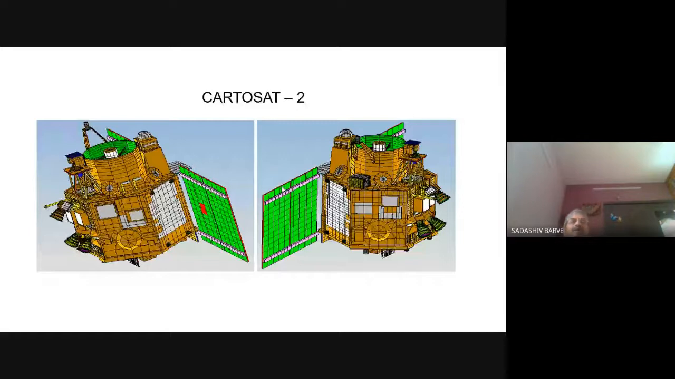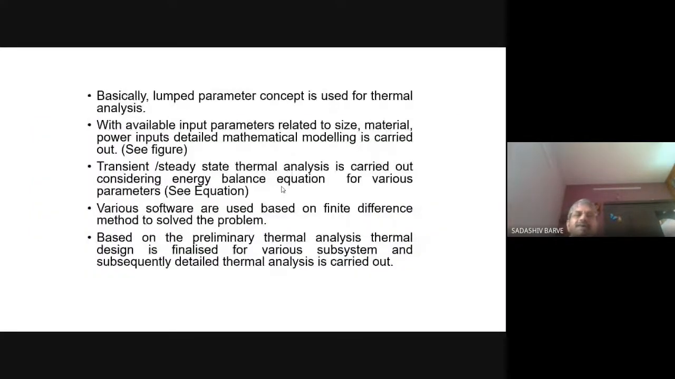Now, the lumped parameter concept I told you about earlier means a given element is taken with its mass m into Cp, and its temperature rise is calculated by virtue of its thermal capacity and size. That decides its temperature variation during an orbit, depending on whether it has an external load or internal load, and whether it is well connected to the neighboring element or not. That is what is considered in the lumped parameter concept.